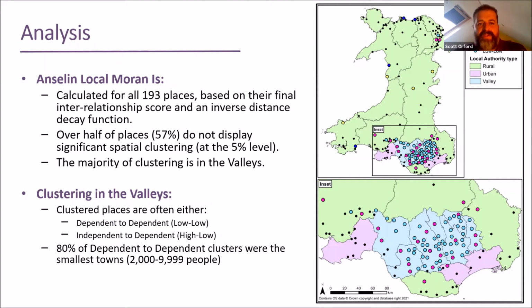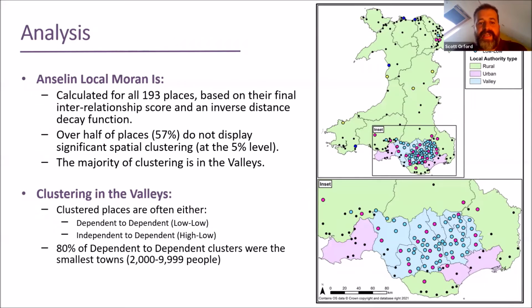So what we found was that over half the places, 57%, don't show any sort of significant spatial clustering. So it's not the case that places with a high level of dependence are close to other places of high level of dependence. However, there does seem to be spatial clustering in the valleys. So again, the valleys looks like it's different from other places in Wales. And the majority of spatial clustering does appear to occur in the Welsh valleys.